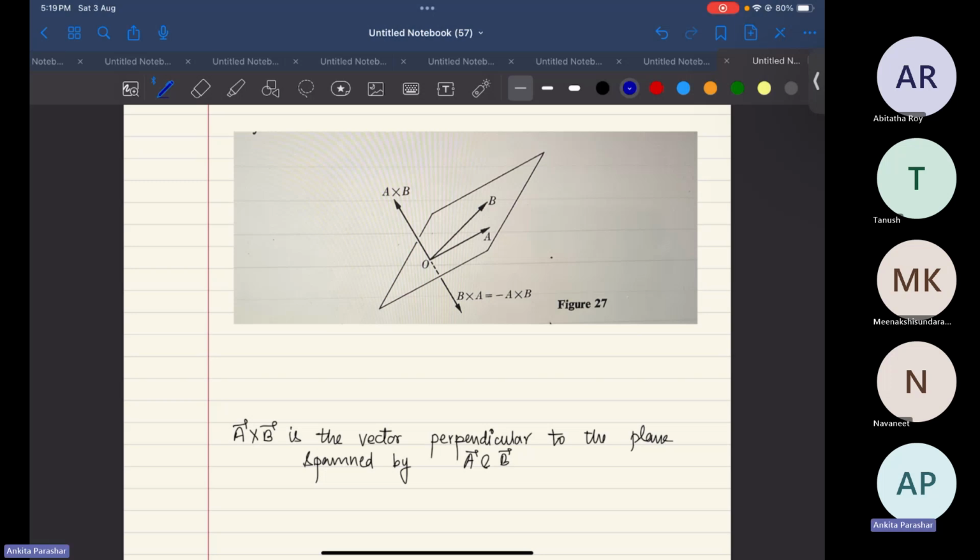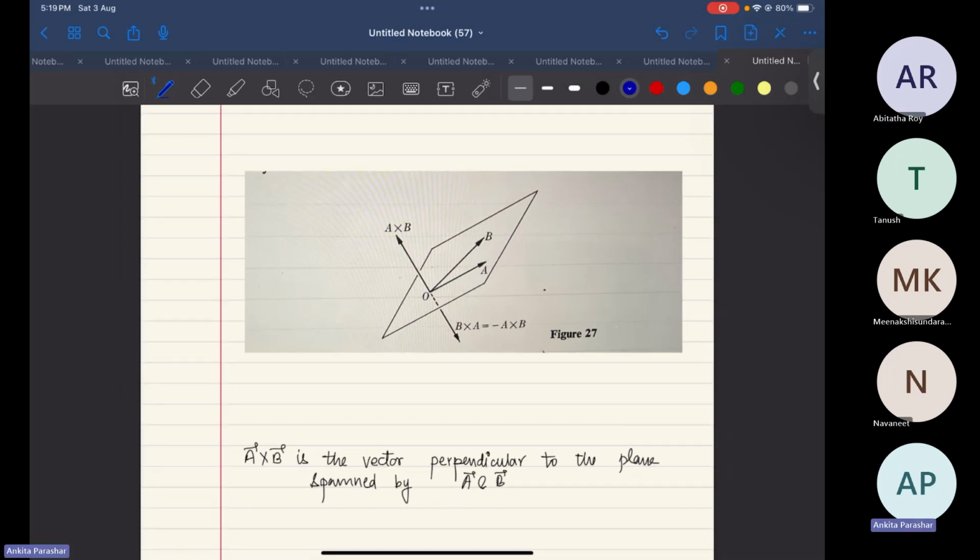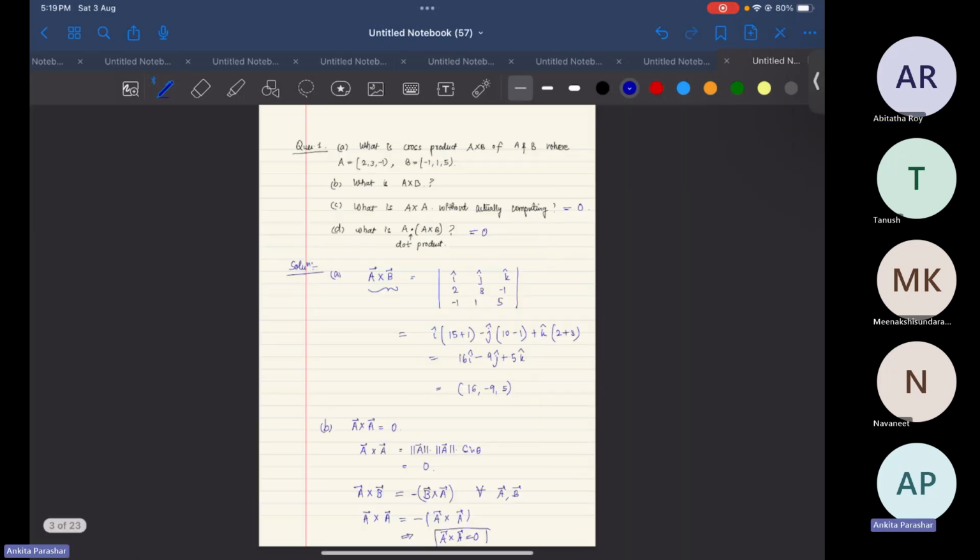This is how I understand it. And geometrically, if somebody asks, you just have to say that A cross B is nothing but the vector which is perpendicular to the plane which is spanned by both the vectors A and B. Is that okay? Yes, ma'am. Okay.